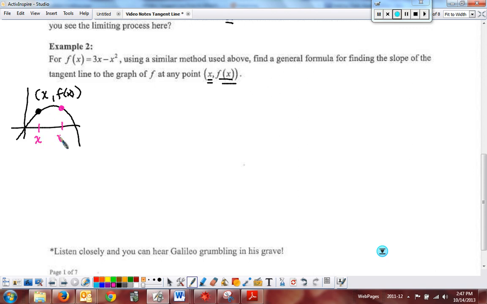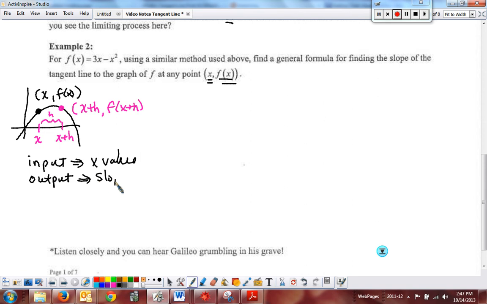This will be x plus h, that distance that you move over. And so the coordinates of that point would be x plus h, f of x plus h. So what we're basically going to do is use this idea on the function, but come up with a general formula. It's going to be a formula for the derivative where your input is an x value from the graph, and your output is the slope of the tangent at x.